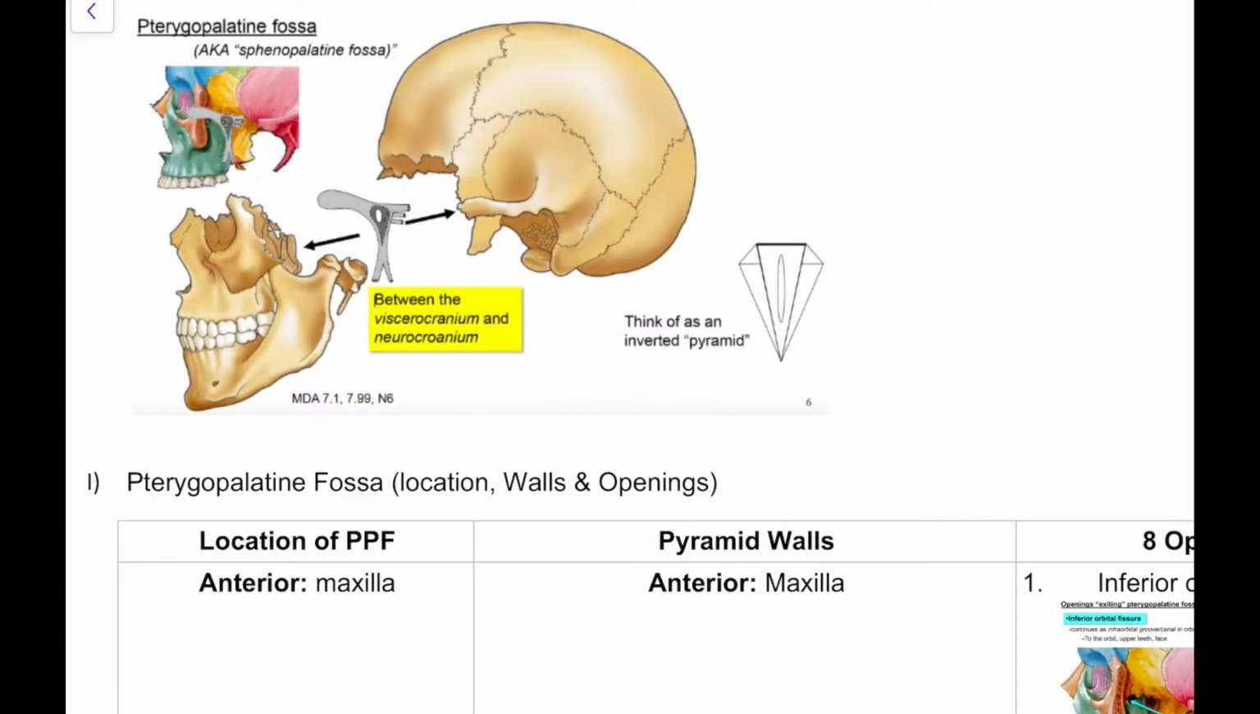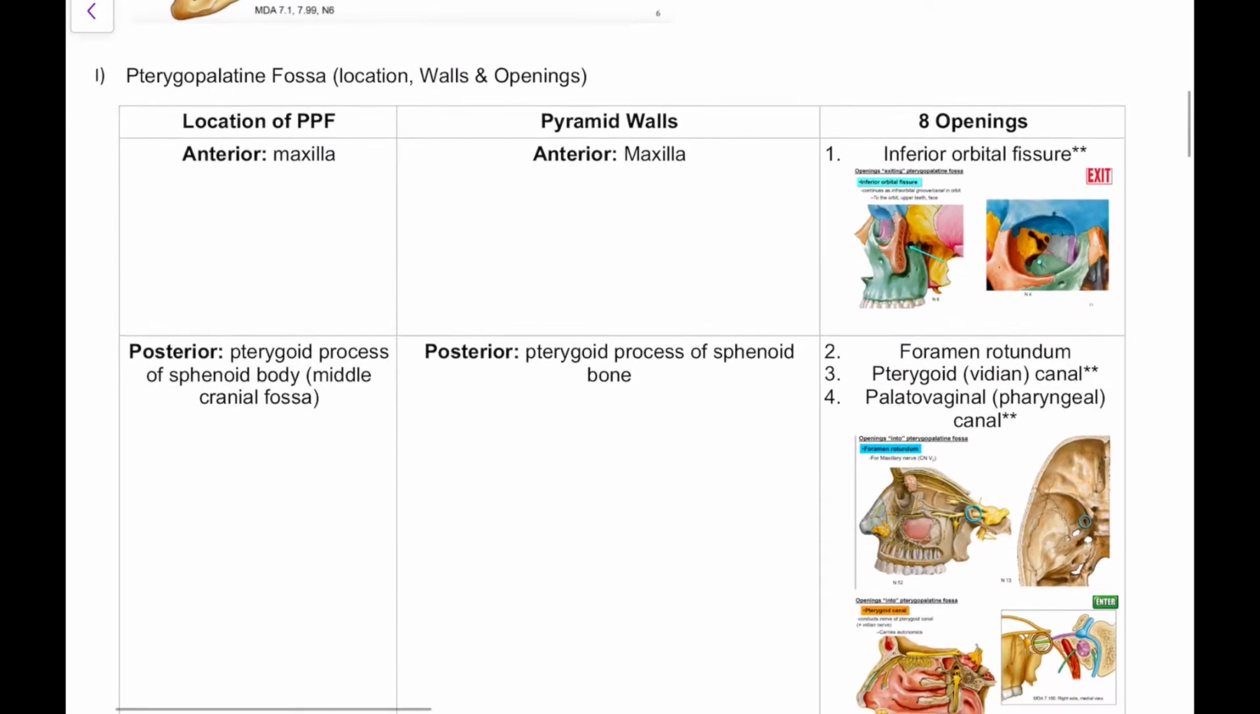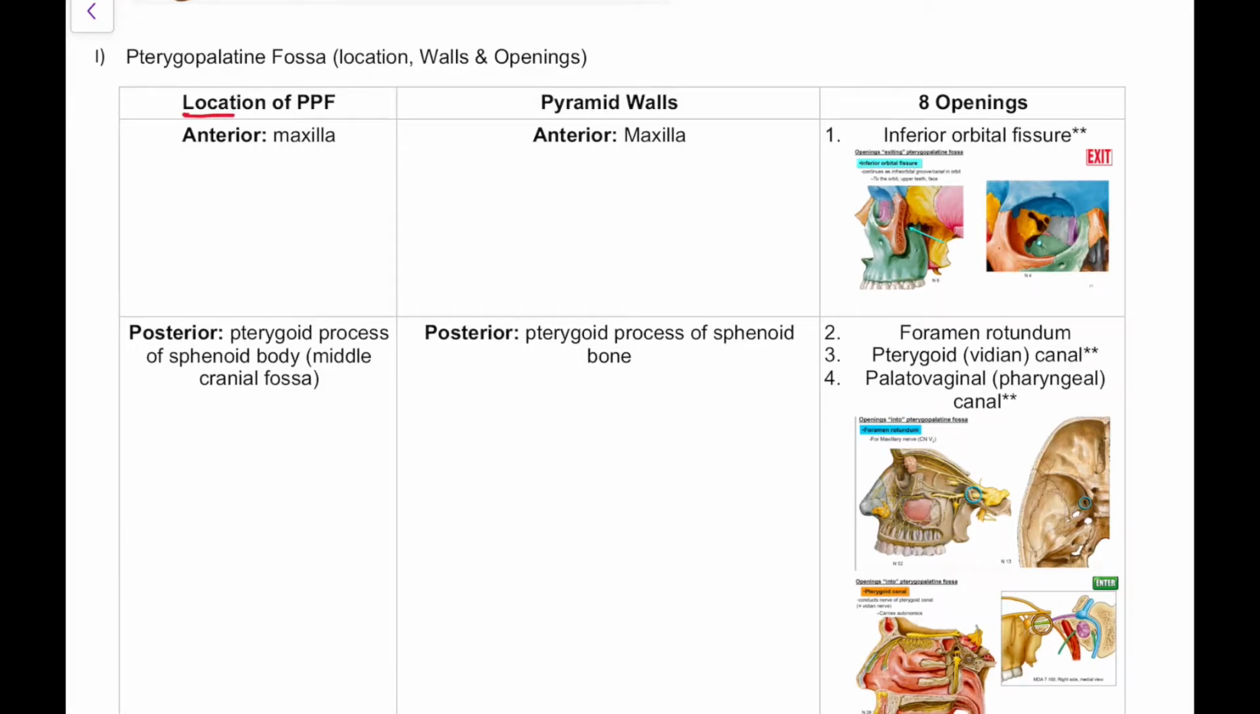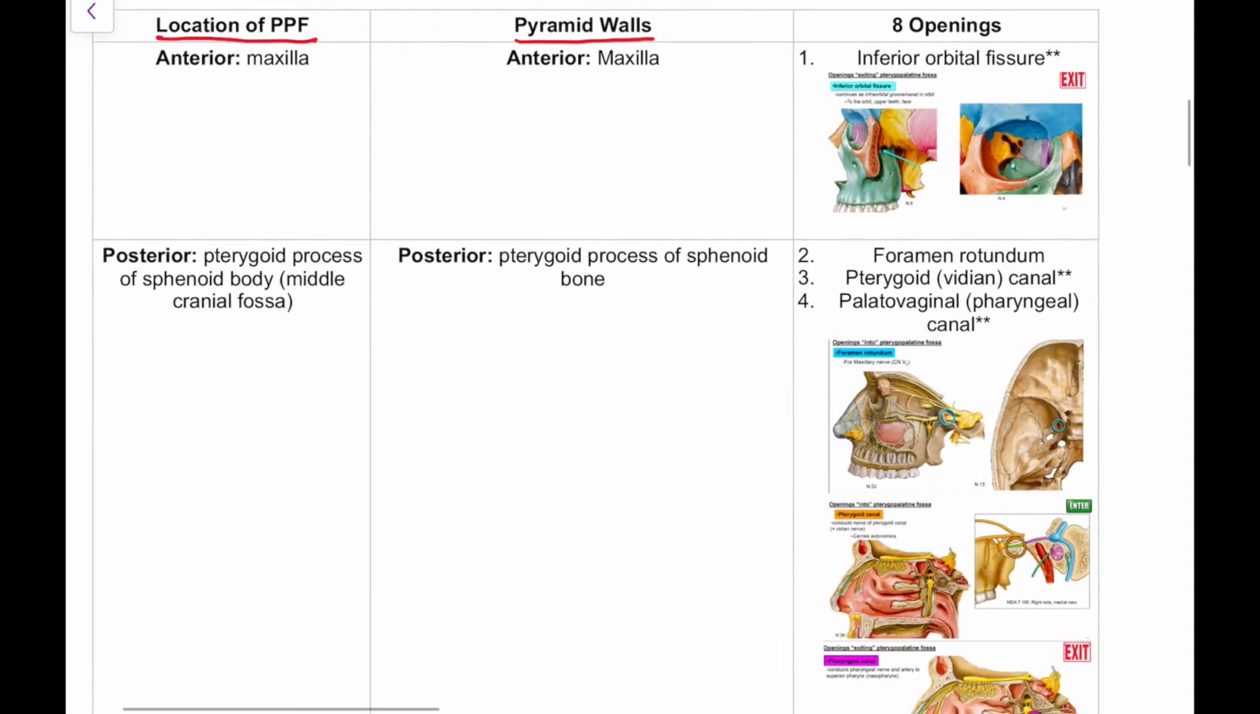Here we can see it's this inverted pyramid that we see here, and it's fitting in between the visceral cranium and the neurocranium. Let's talk about the boundaries that make this up, and the location of this fossa. This fossa is an empty space, and I will talk about the walls that make it up, and they kind of overlap, and you'll see.